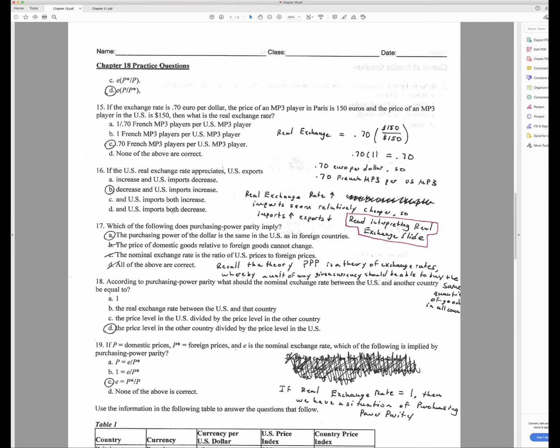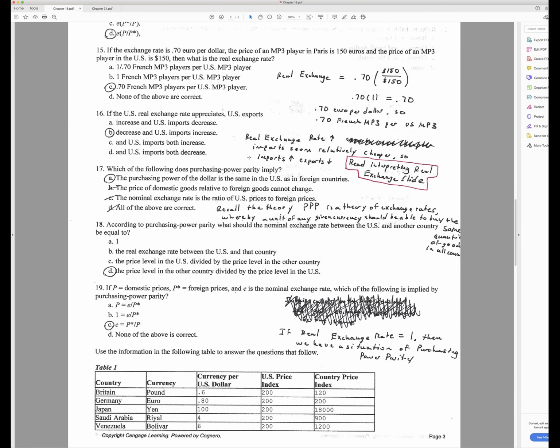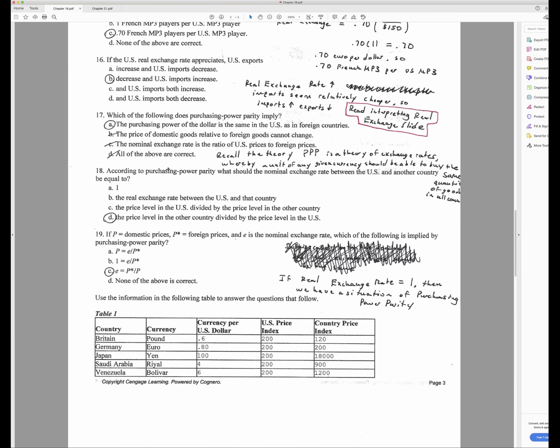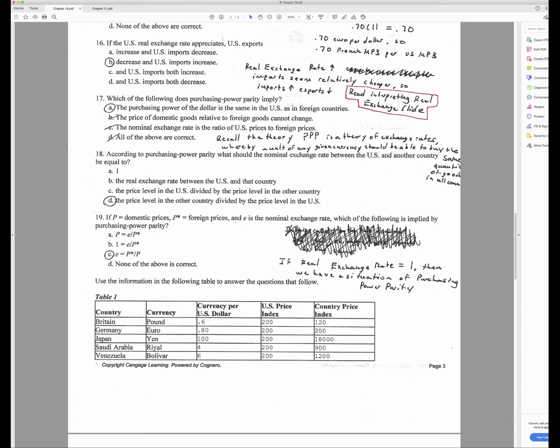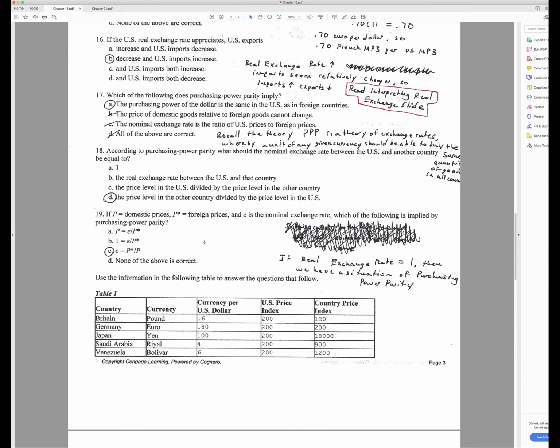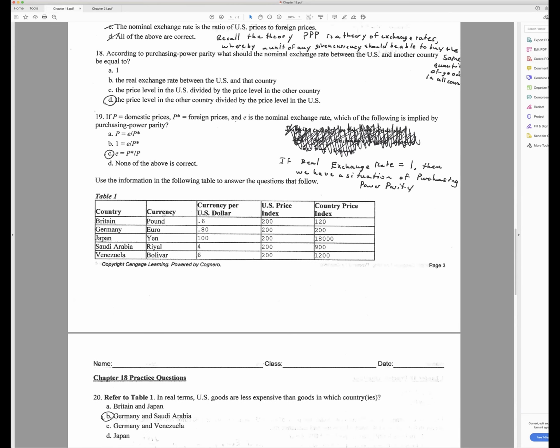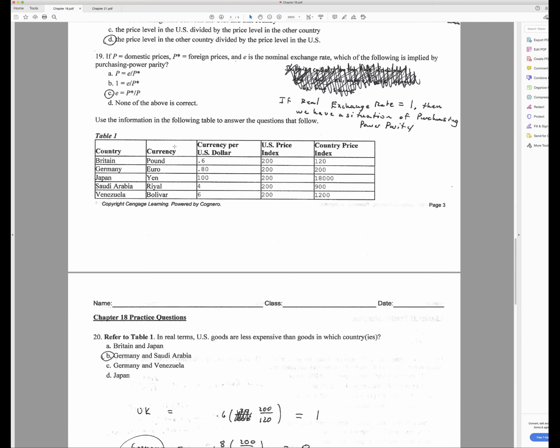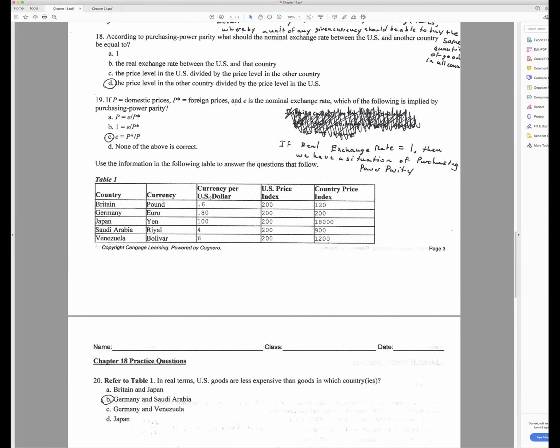I won't go too much over that question since I've already talked about that one. I think the last one I will wrap up on chapter 18 is number 19, or excuse me, number 20. So we have this table right here, and it's giving to us the currency per US dollar. So this is giving us the nominal exchange rate with all of the following currencies. So we have Britain, Germany, Japan, Saudi Arabia, and Venezuela, and all of their respective currencies. And then we have the currency per US dollar.